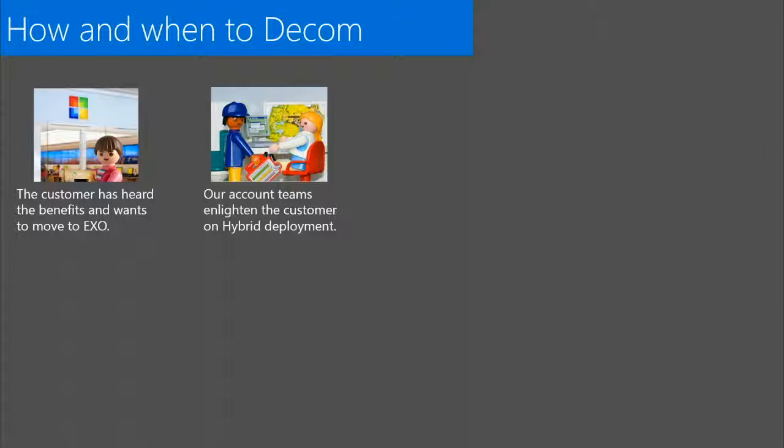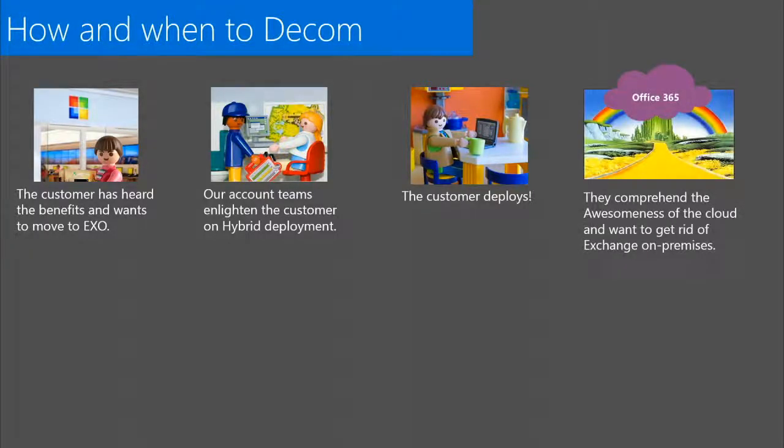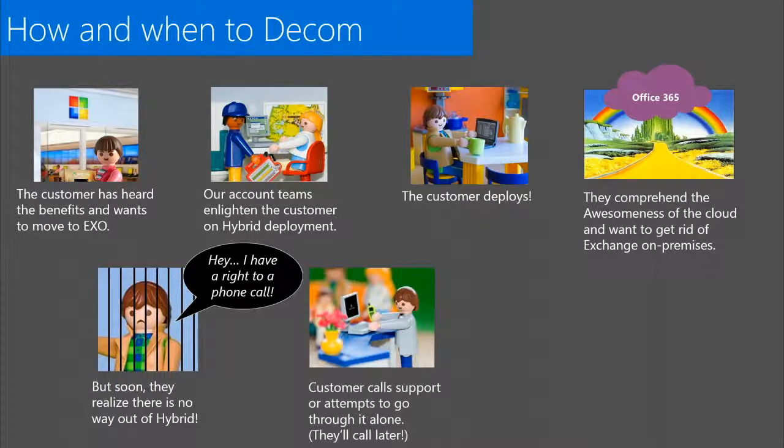The account teams enlighten them that you don't have to do it all at once, though. You can go in and you could do hybrid, and hybrid is a superstar, right? So then the customer deploys, and they could do it over a cup of coffee because you've heard about the wizard, right? Then, they comprehend the awesomeness of Office 365. They're following that yellow brick road. They might even have one of those bikes that was at the last MEC, right? All right, so now they realize the benefits, but soon they realize there's no way out of hybrid. So, what do they do? Well, they call support, or worse, they go it alone and try to get out of hybrid, okay?